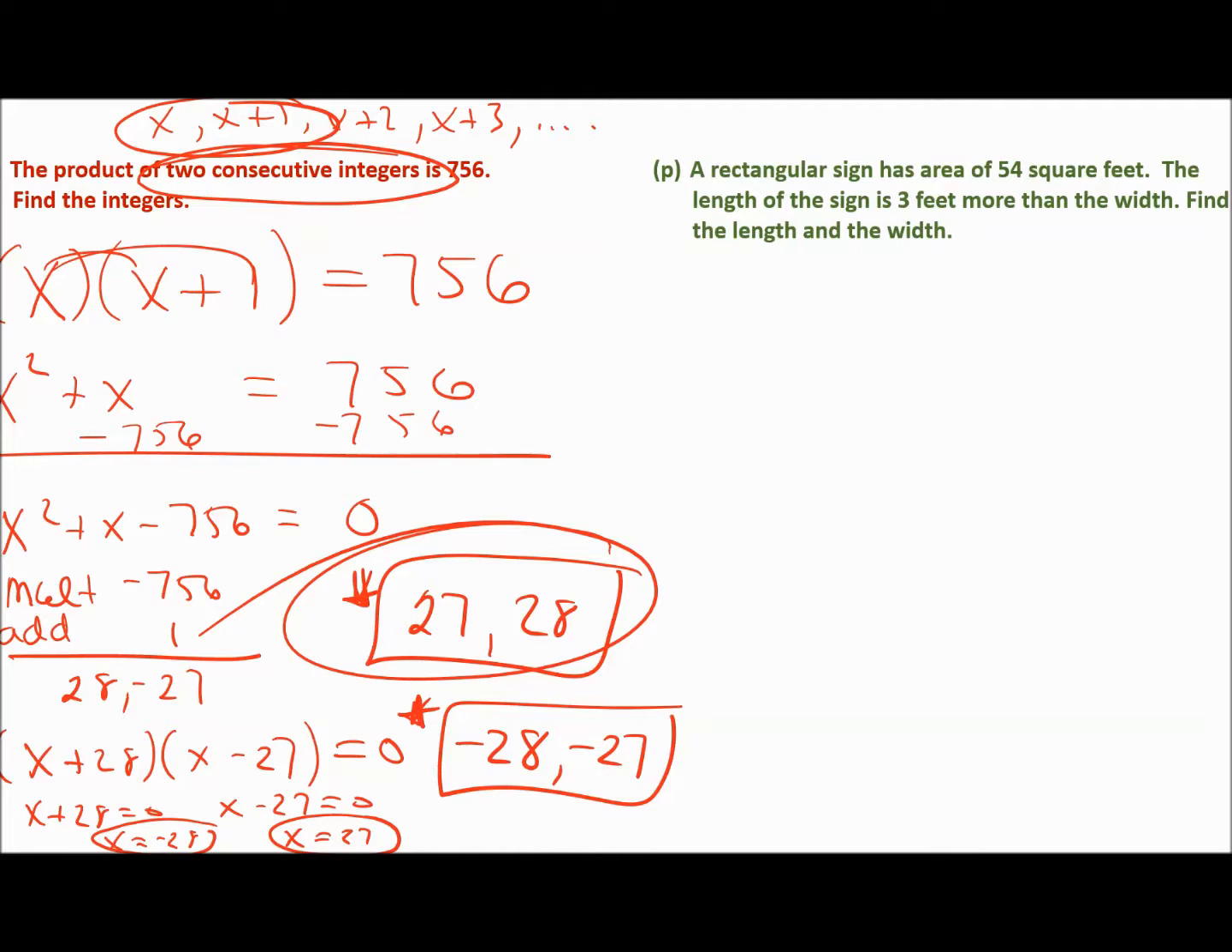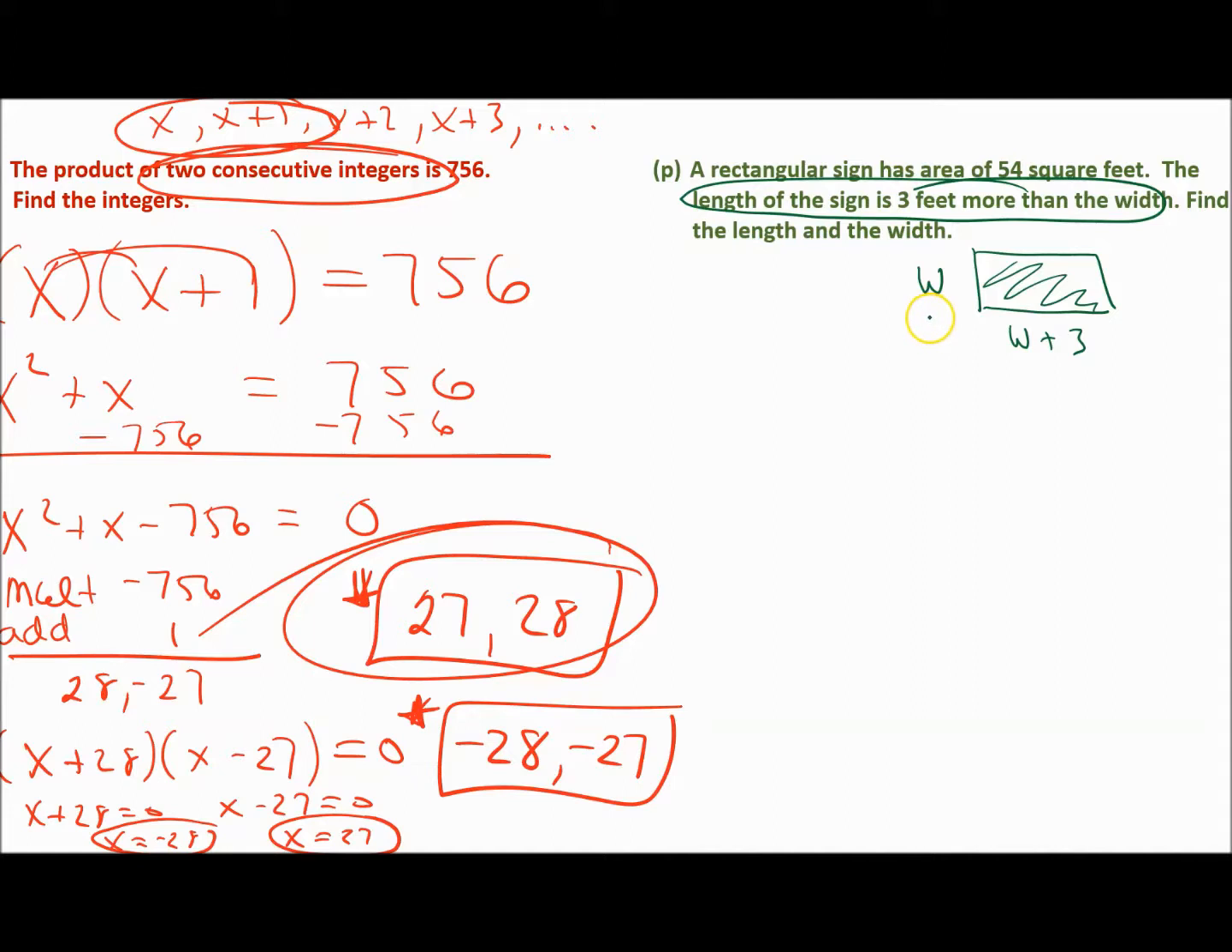But a rectangular sign has an area of 54 square feet. So we have this rectangular sign, and the area, that's all the stuff inside, is 54 square feet. The length of the sign this way is 3 feet more than the width. So if we call this the width over here, the length would be the width plus 3. Okay, so again, the important hint: the length of the sign is 3 feet more than the width. It's not 3 feet, it's 3 feet more than width.